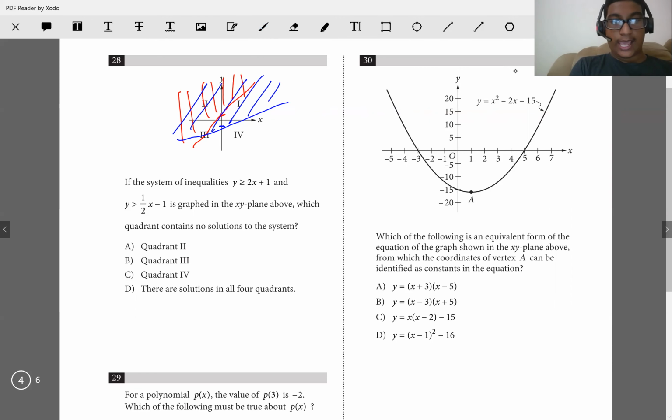Quadrant 1, yes, we have this part. In quadrant 2, yes. Basically, if you want to know which part has a solution, it's which part the two colors overlap. Now quadrant 3, yes, the two colors overlap here. Quadrant 4, we have a little bit of blue on this side, but we have no red in quadrant 4. So we know for a fact that quadrant 4 has no solutions to the system. So the answer choice is C.